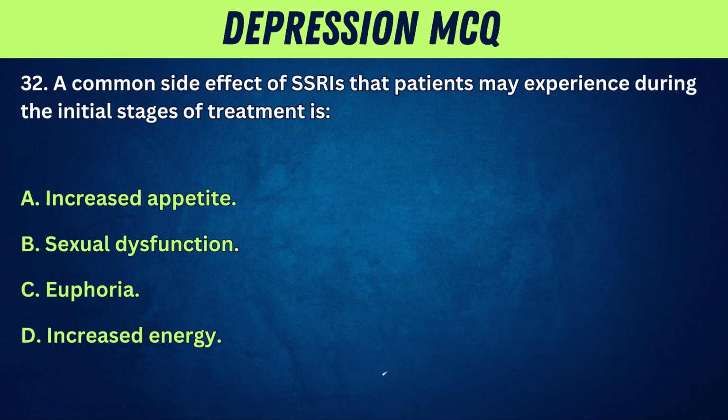32. A common side effect of SSRIs that patients may experience during the initial stages of treatment is: A. Increased appetite. B. Sexual dysfunction. C. Euphoria. D. Increased energy.